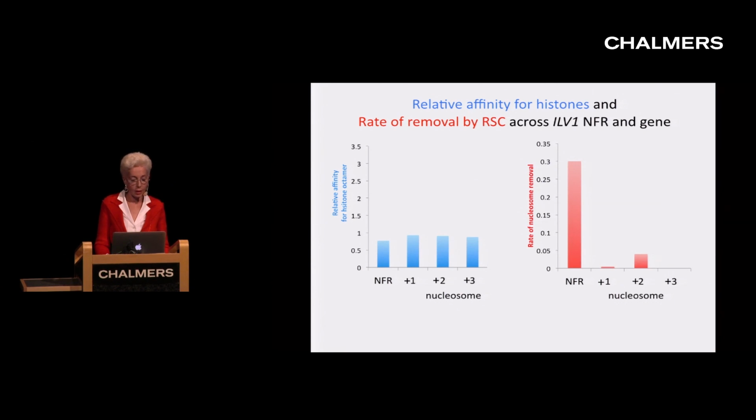By contrast, as shown in red, RSC removed a nucleosome from NFR DNA at least 10 times more rapidly than from any nucleosome containing gene DNA. Now, the experiment was performed on individual nucleosomes assembled in the lab. What might we find for actual yeast chromosomes assembled in yeast cells in vivo?